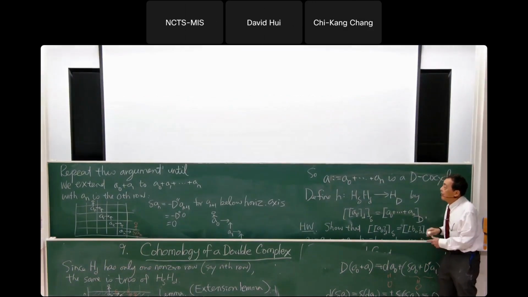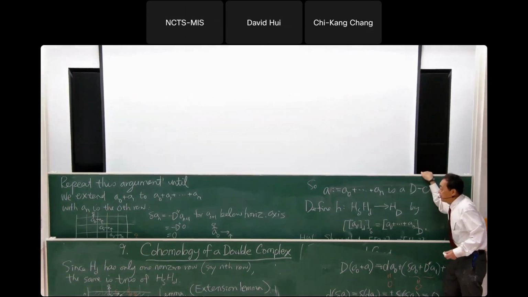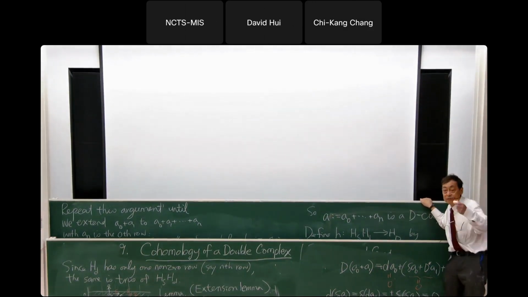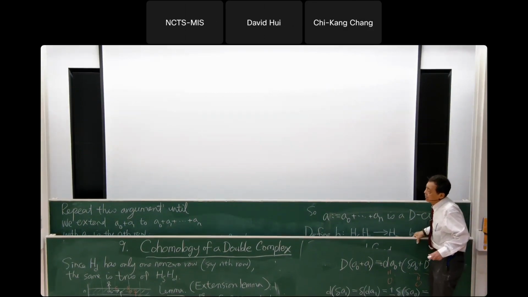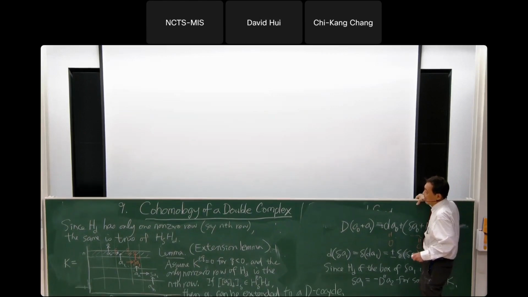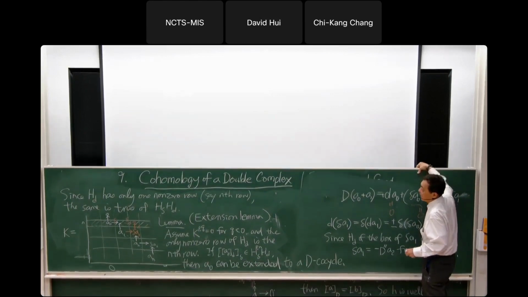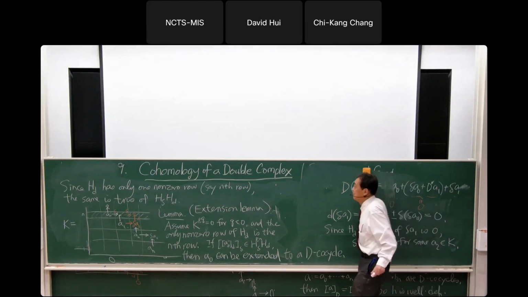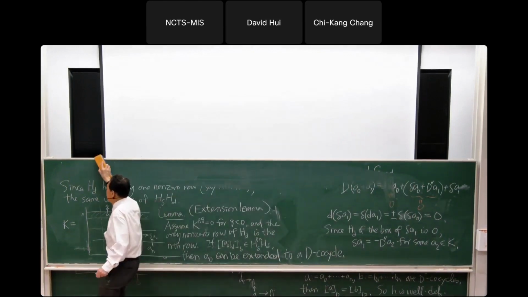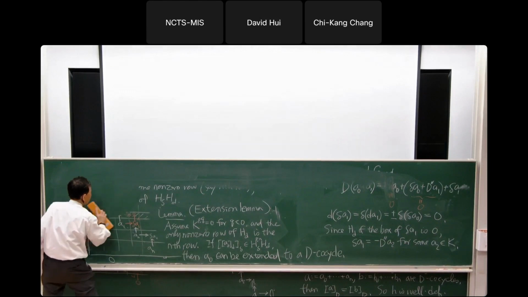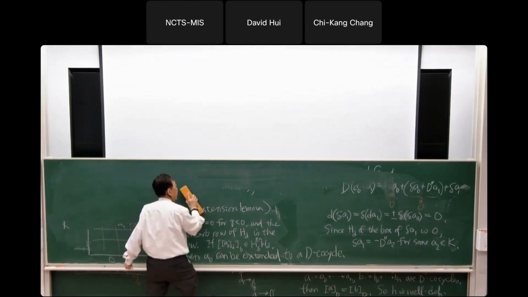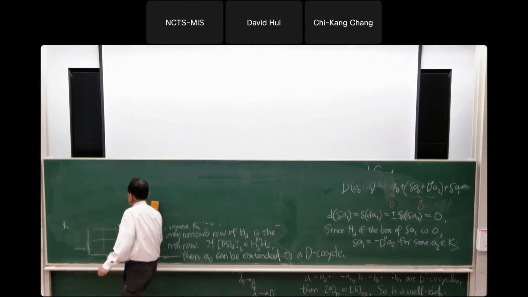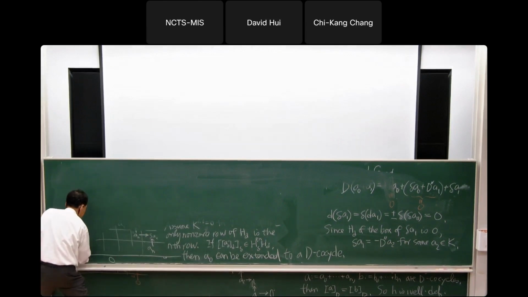And now we just need to define an inverse map, to get an isomorphism. So we want to start with a big D cocycle, and get an element in H delta HD.